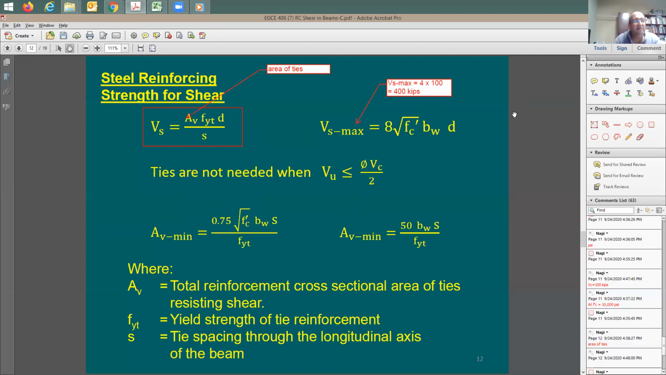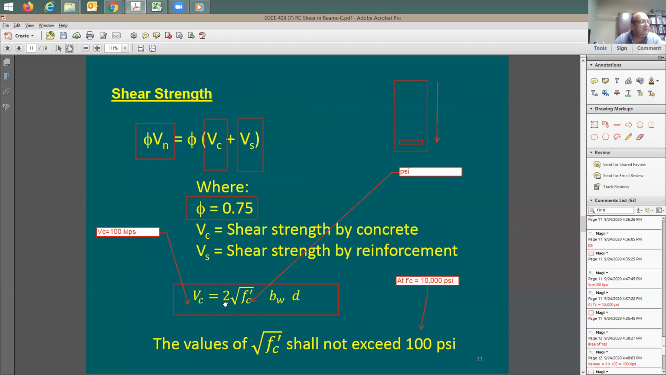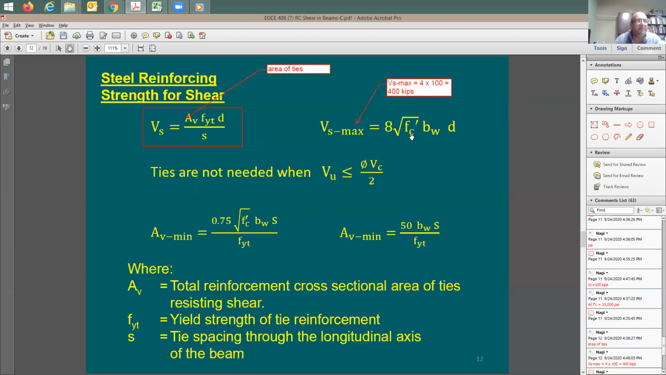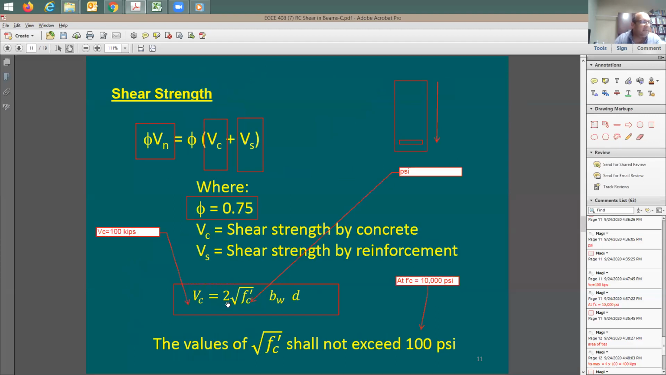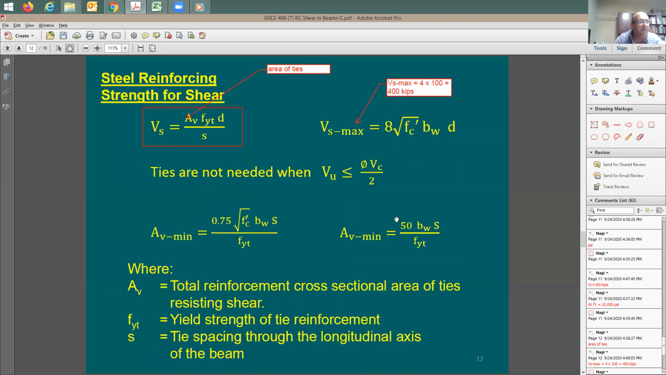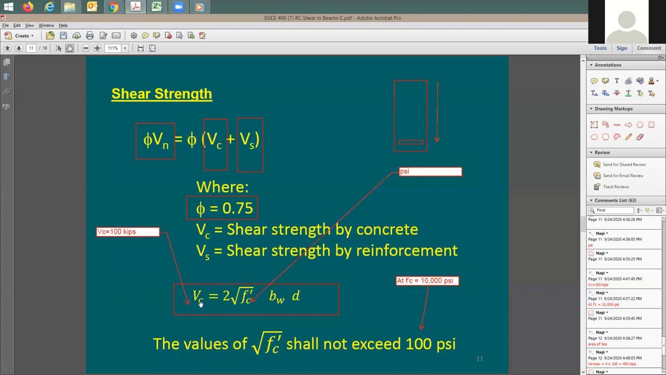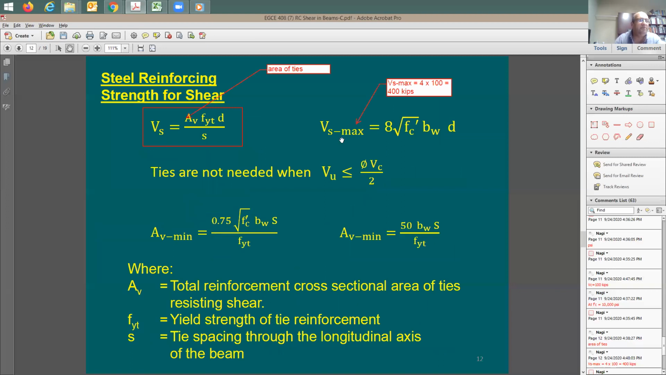Does it make sense? How do I know this? Look at the equation. The equation says 2 square root of F prime C times B times D, right? Look at this factor here, F prime C, B, D. How about in this equation, F prime C, B, D, same equation. So what's the difference? For this one it says 2, and the shear factor here says 8. So if I did some analysis and this VC turned out to be 100 kips, I'm expecting that the maximum shear taken by steel is going to be 400 kips, not more.